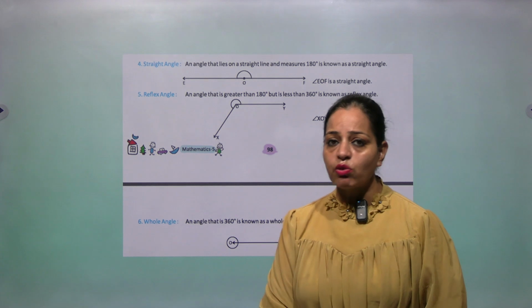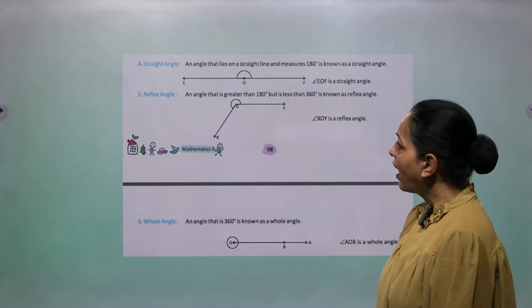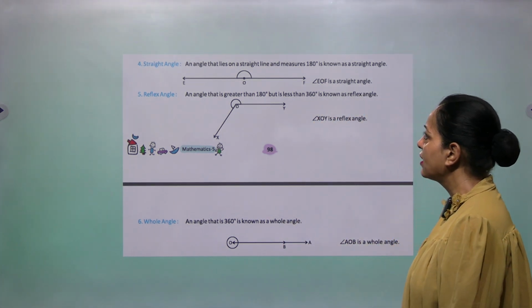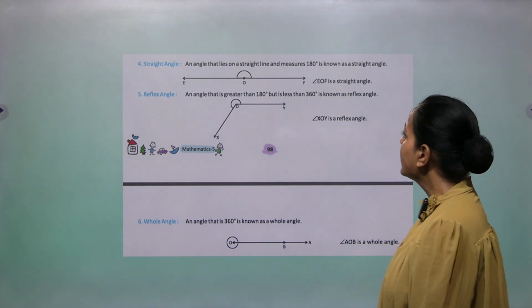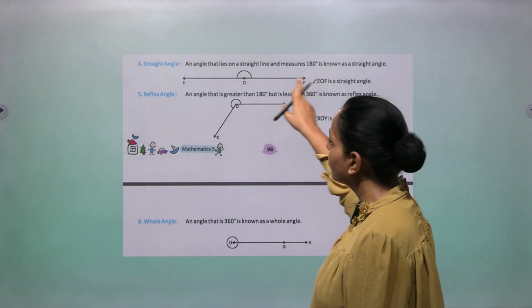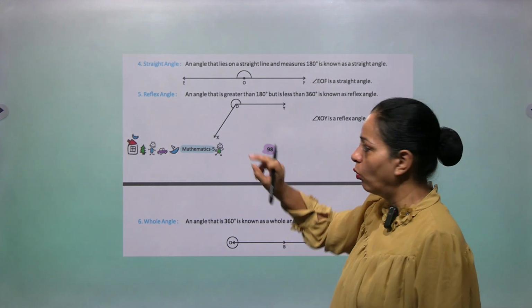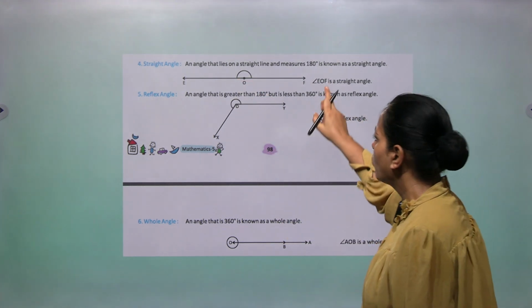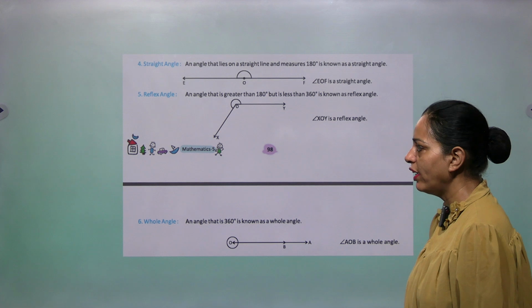Now the next one is straight angle. An angle that lies on a straight line and measures 180 degree is known as a straight angle. Straight angle means 180 degree. जो 180 degree का हो. This is 180 degree. So angle EOF is a straight angle.